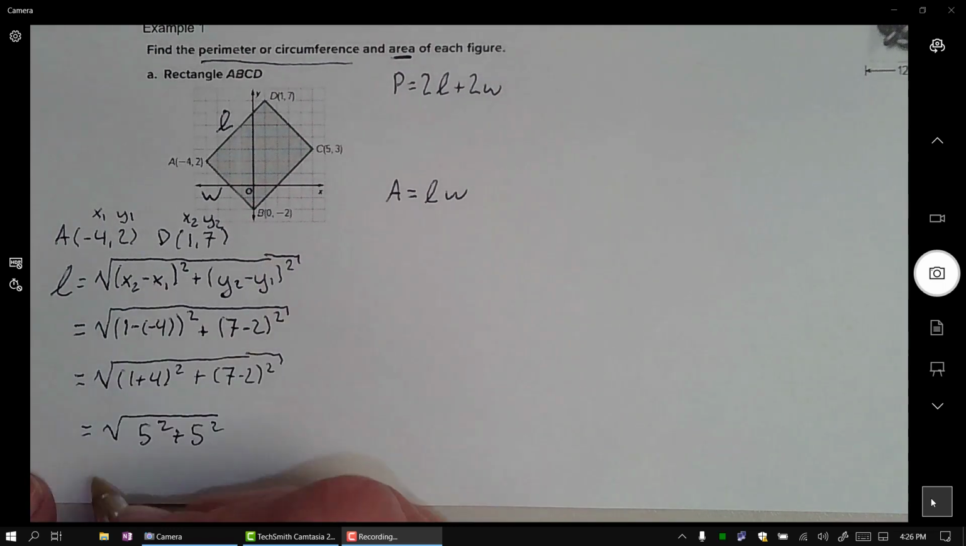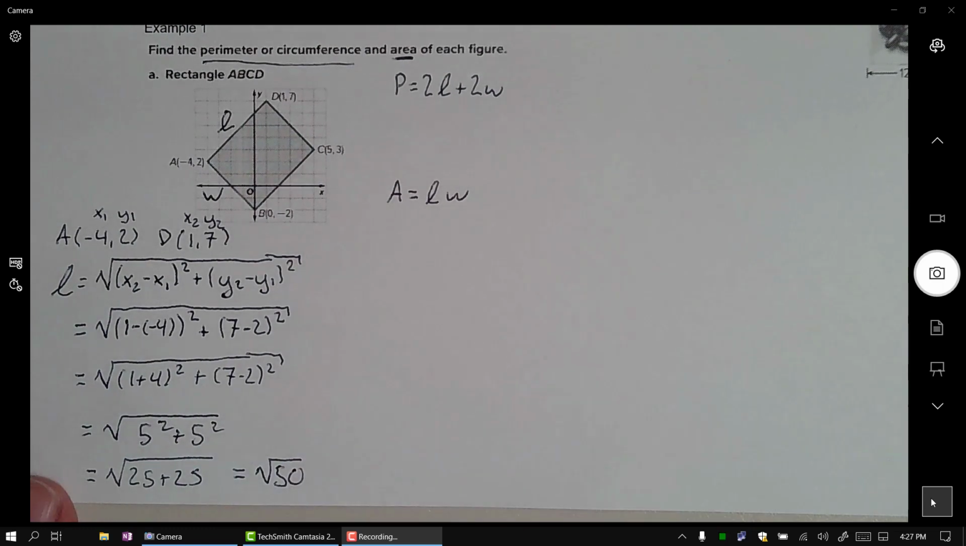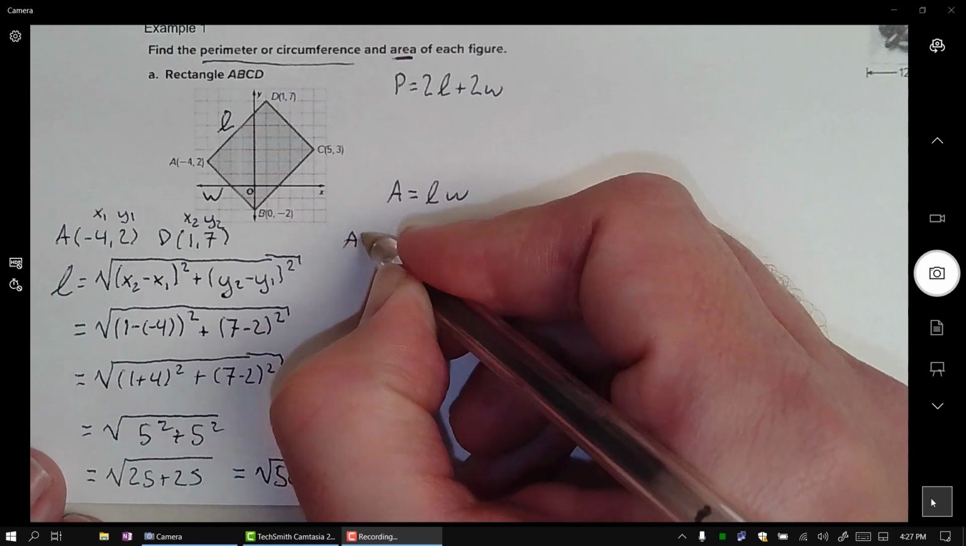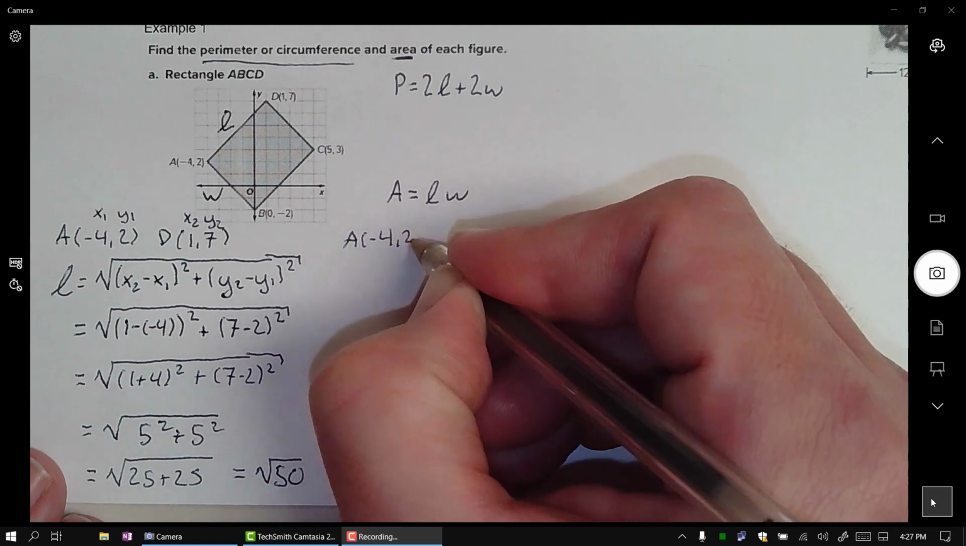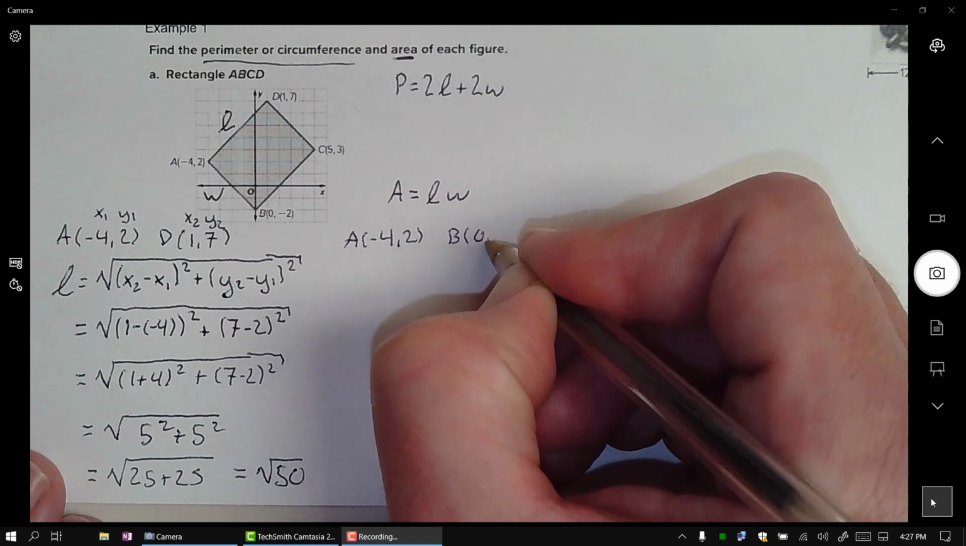5 squared and 5 squared gives me 25 plus 25, which equals the square root of 50. So we found our length. Now let's find our width. So our width, we're going to use A again, (-4, 2), and we're going to use B this time, which is (0, -2).